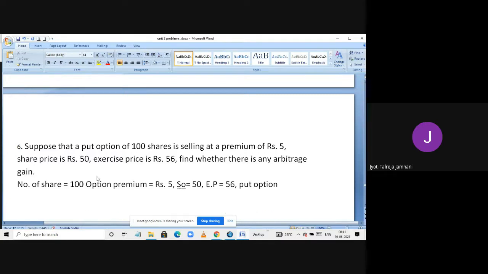Again, the first step is to find the intrinsic value, maximum of 0, or it's a put option, so E minus S naught.